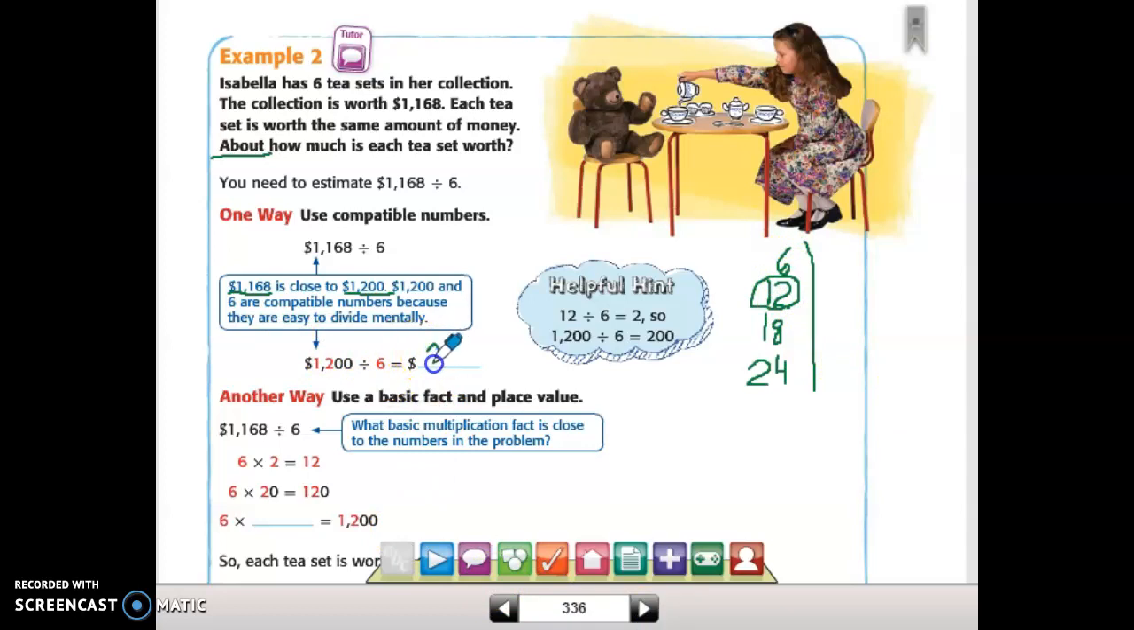which makes our basic fact 12 divided by 6 equals 2. And you can check it in your head by saying 2 times 6. 2 times 6 does equal 12, so I know that part's right. And I've got 2 extra zeros. I've gone up to the thousands place. So I need to add 2 extra zeros on my quotient. So each tea set is worth about $200, would be my complete sentence answer. Basic fact and place value: 6 times 2, 6 times 20, 6 times 200.